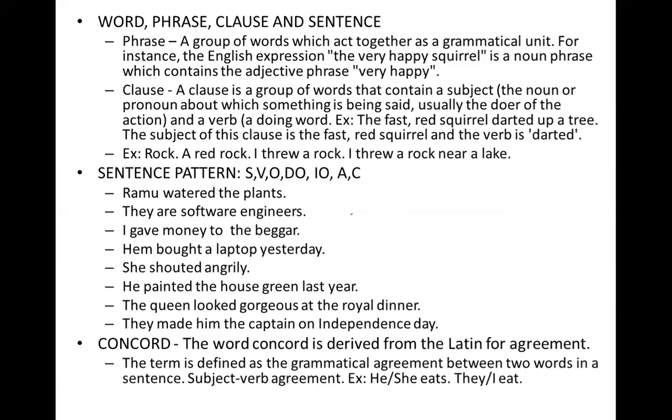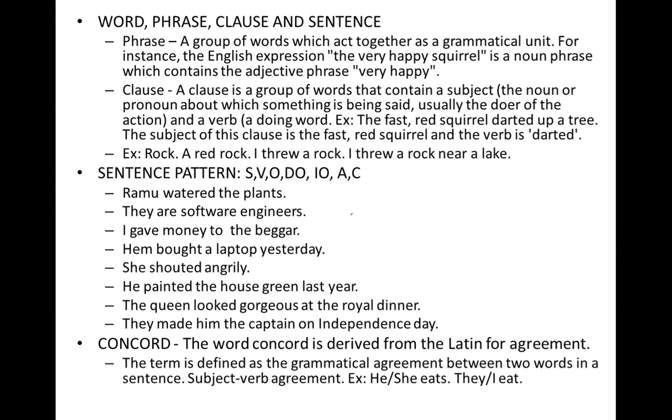All right. The fast red squirrel darted up a tree. Now this is a sentence, right? What is the subject of the sentence? The fast red squirrel. The verb is darted up the tree. So a clause is nothing but a group of words or phrases put together. But what is the only condition? A clause must have a subject and a verb.